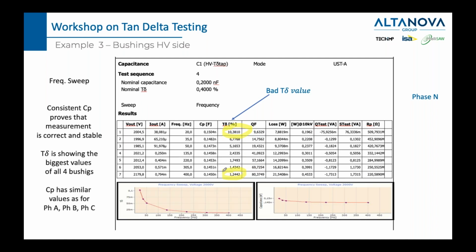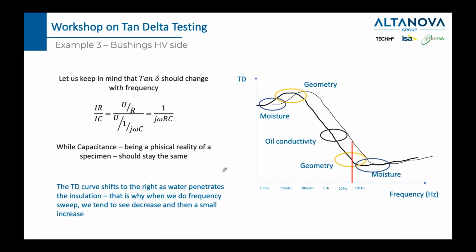Now, let me try and explain why this happens. So first of all, if we do the measurement of tan delta from very low frequency, not from 1 hertz, but from 1 millihertz, all the way up to 1000 hertz, let's say, which you can see here. So 1 milli, 10, 100, 1 hertz, 10 hertz, 100.